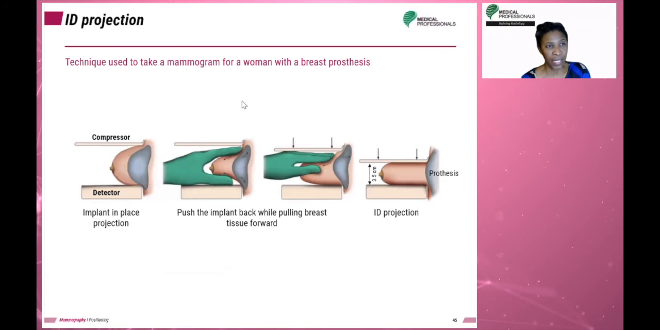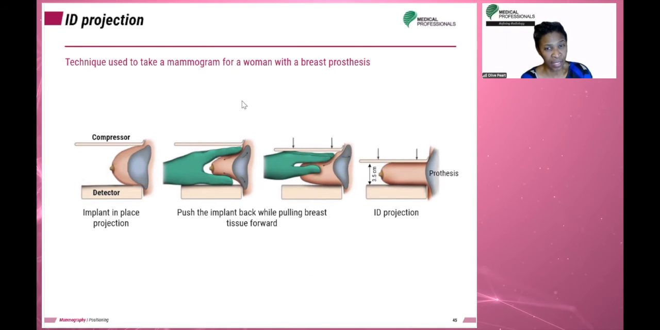So the technique, typically I will have the patient stand slightly away from the detector and then lean forward. I feel for the edge of the implant. Once I get that edge, then I place the detector at the lower inferior portion, and then I keep my hand at the superior portion and bring the compression plate until it just touches the implant.